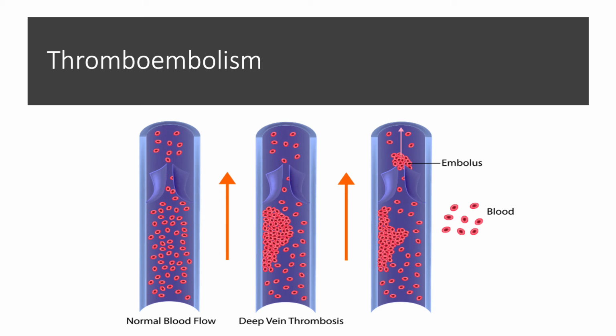A thrombus in the artery can result in unstable angina, which is a type of chest pain, heart attack, ischemic stroke, and peripheral artery limb ischemia, which is a condition that significantly reduces blood flow to the limbs.